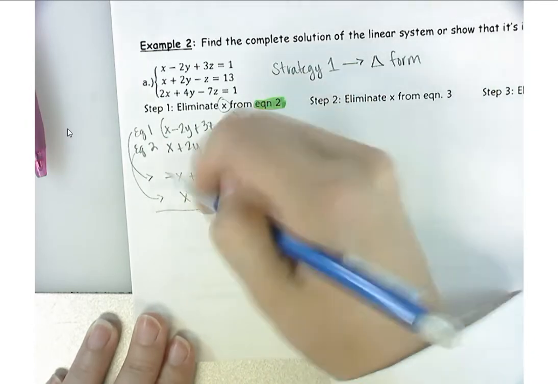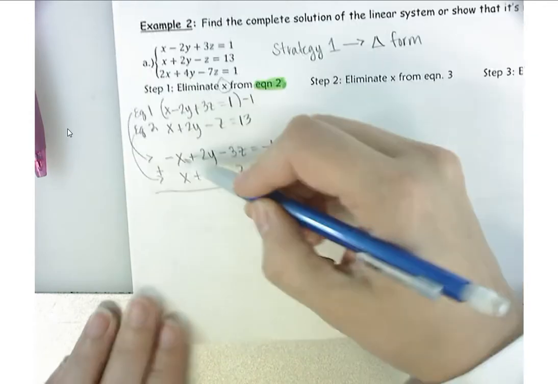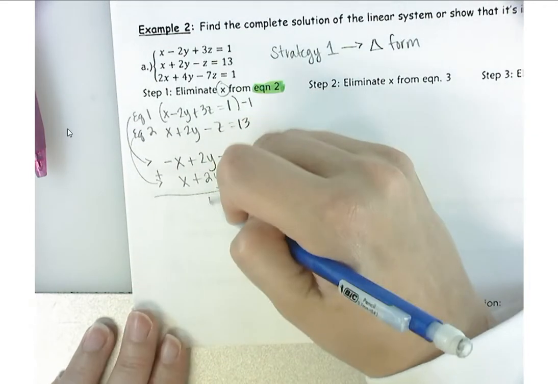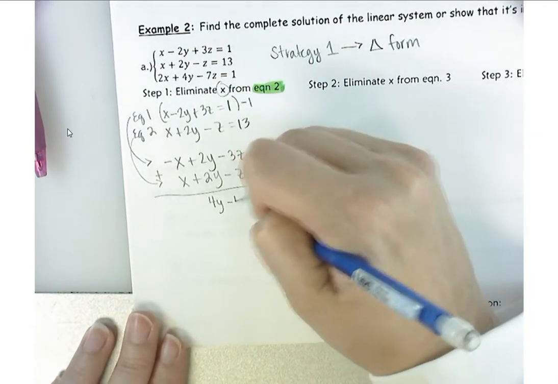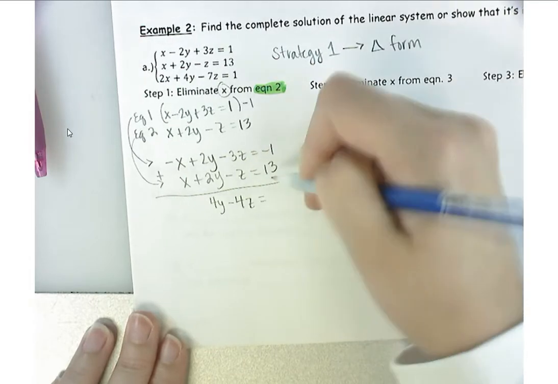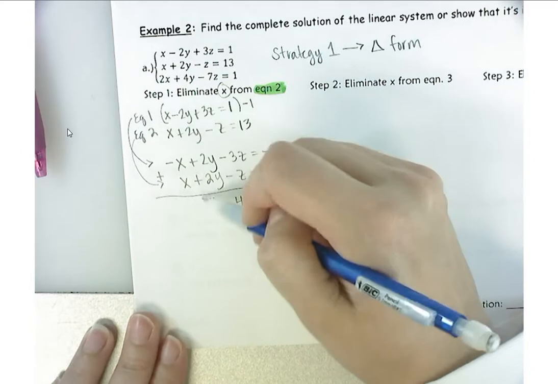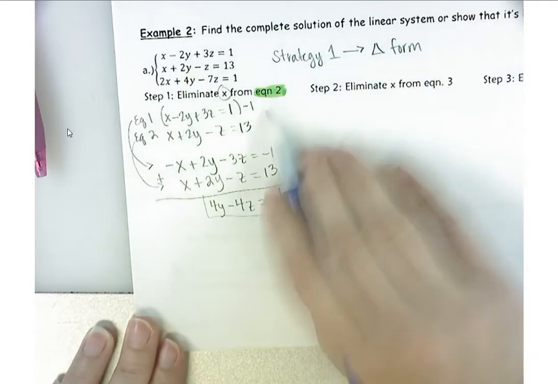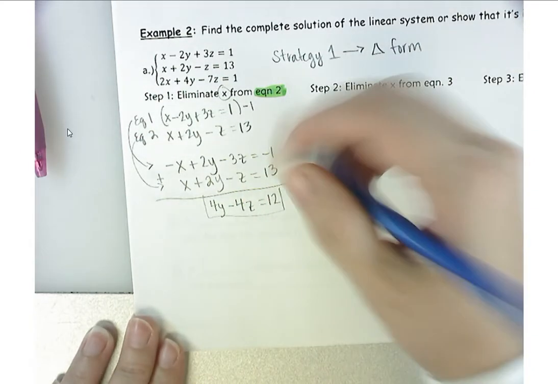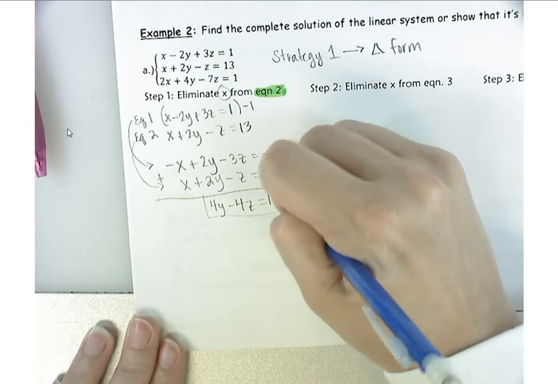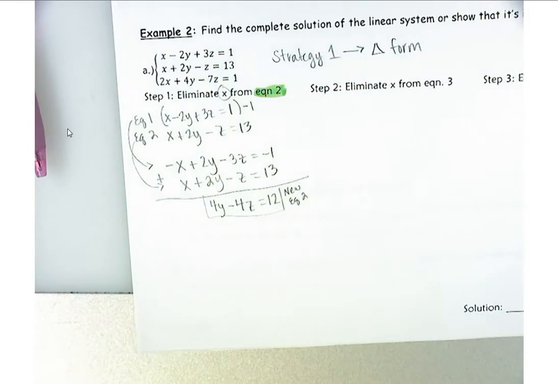And then I'm just going to add those together. So my x's are going to cancel out. I'll have 4y minus 4z equals 13 minus 1 is going to be 12. Now, because we're eliminating x from equation 2, this is going to be our new equation 2.